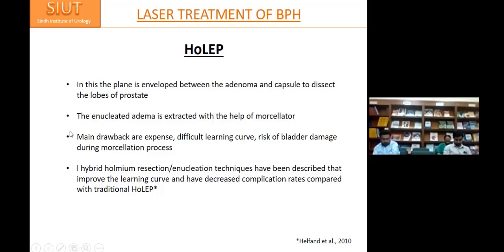Main drawbacks are expense, a difficult learning curve, and risk of bladder damage during the morcellation process. Hybrid holmium laser enucleation techniques have been described by Helfeld, which improve the learning curve and have decreased complication rates compared with traditional HOLEP.